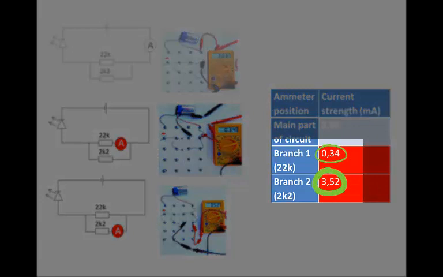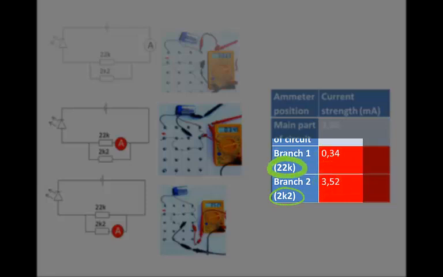Around about 10 times more. 3,52 is roughly 10 times more than 0,34. Why is so much more current going through branch 2 than through branch 1? It's because branch 2 is easier than branch 1.